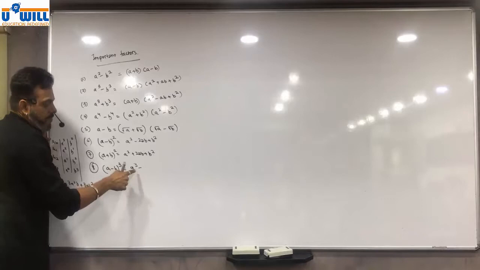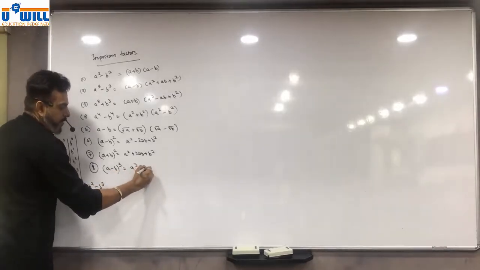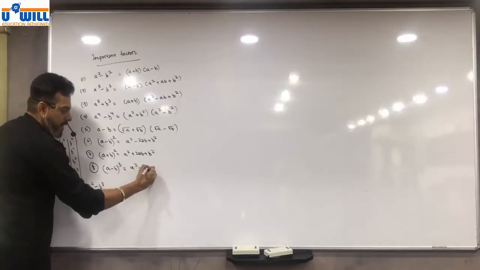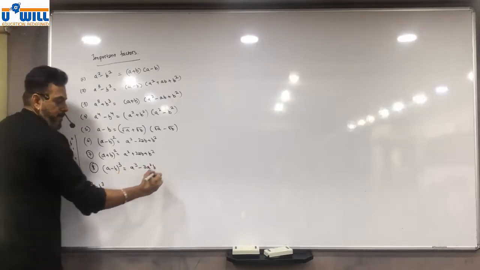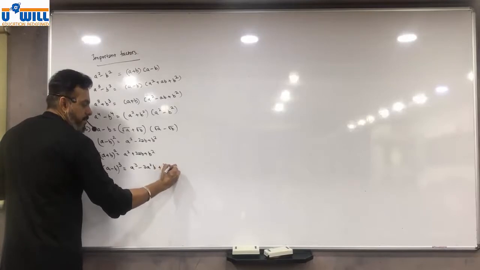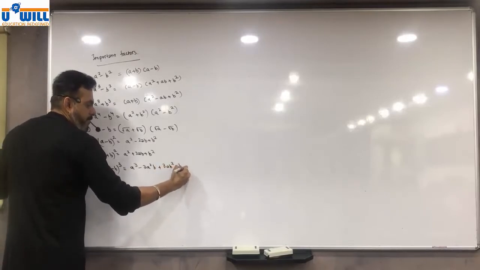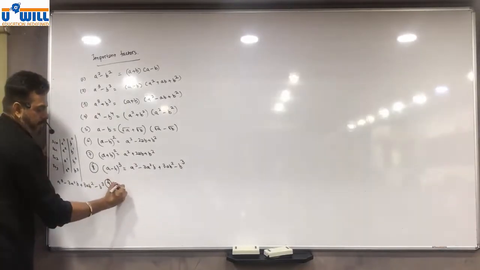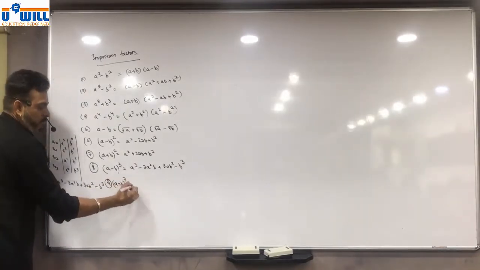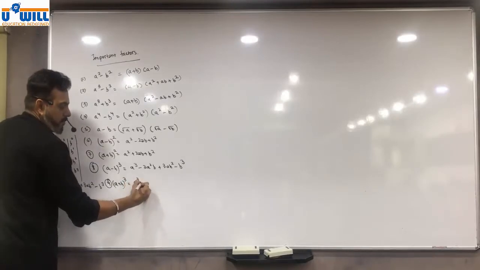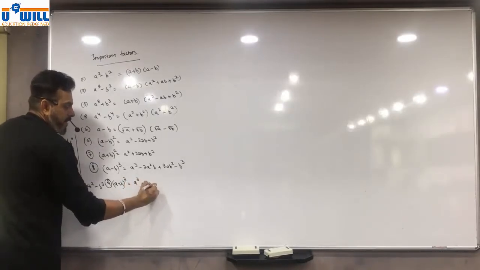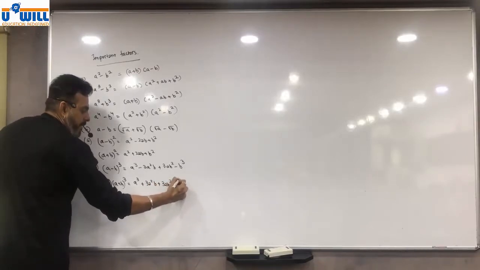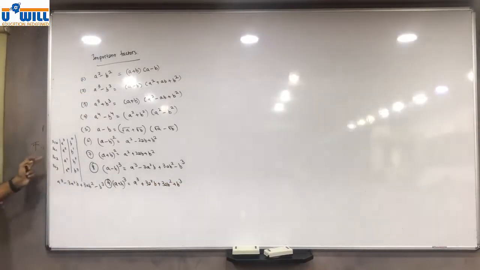यहाँ पे a cube minus 3 है तो 3c1, 3c0, 3c1. So 3 आ गया. A square b plus 3ab square minus b cube. Got it? And 9 a plus b the whole cube. Same a cube plus 3a square b plus 3ab square plus b cube.